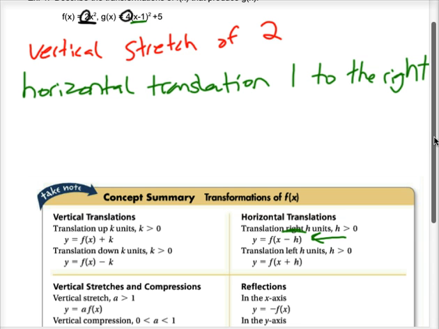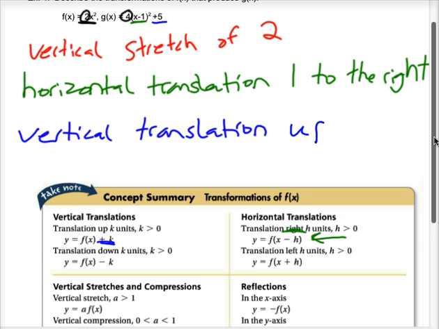And then the last thing I noticed, this plus 5 at the end. We're adding something on at the very end of the function. So that's going to be a vertical translation. And what is it doing? Well, we're adding 5, so it's going to be a vertical translation up 5. So that's how you can use the table. Look at everything that is being done to the function and relate it to a piece in that table to describe what that change actually means.